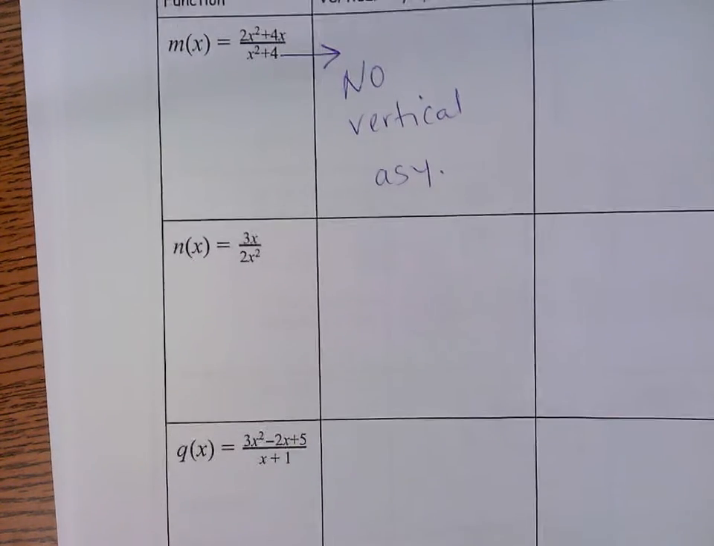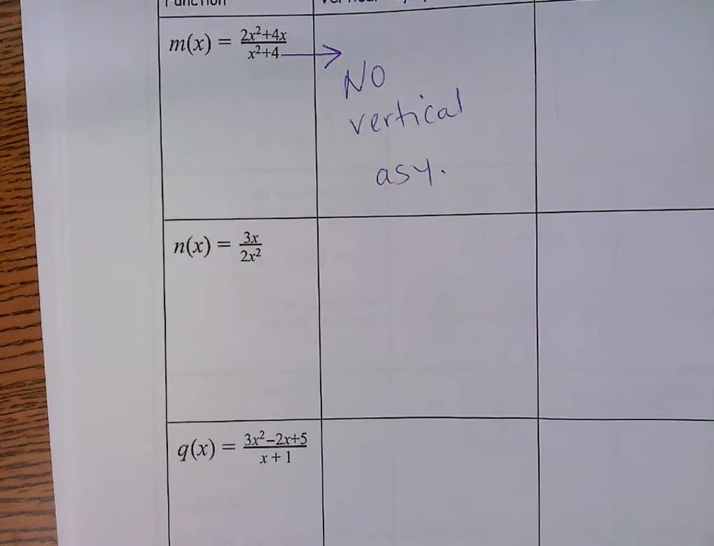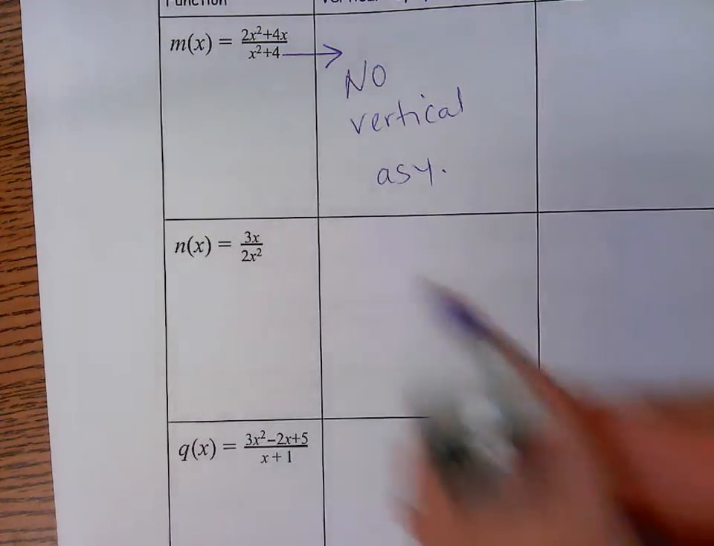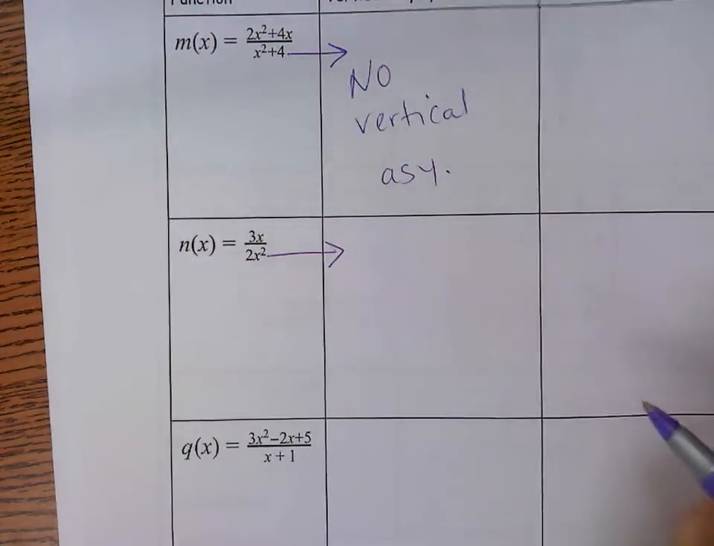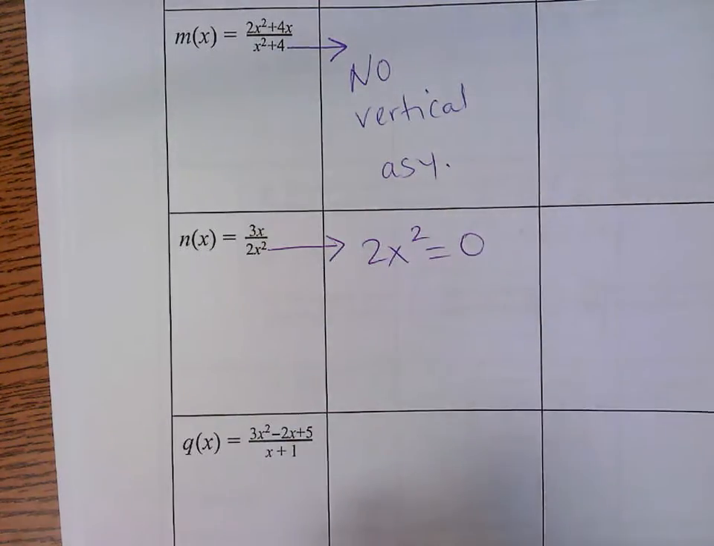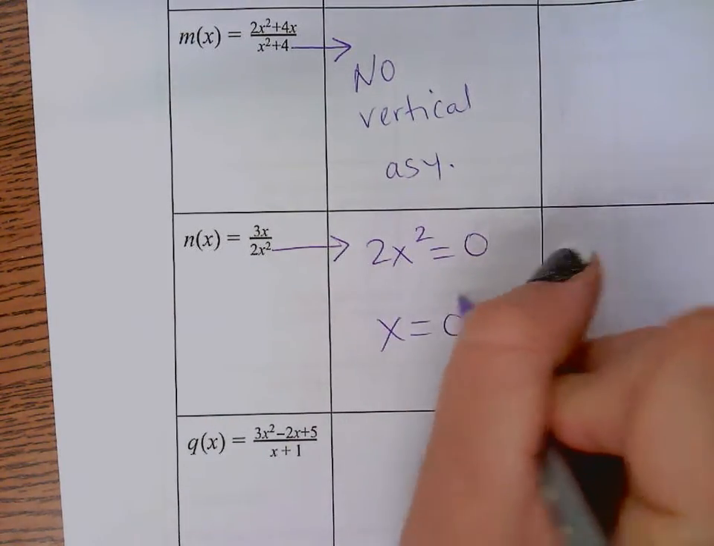What'd you get for n of x? What makes this undefined? Did anyone get it? What will make 2x squared 0? 0. So my answer is x equals 0.